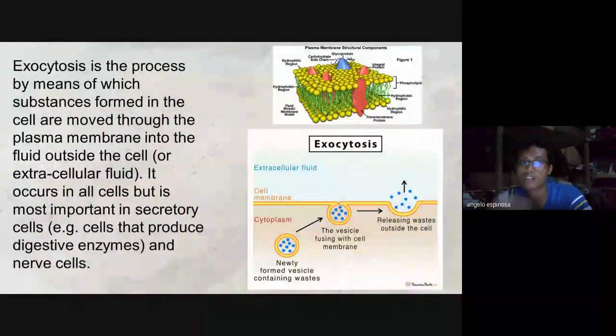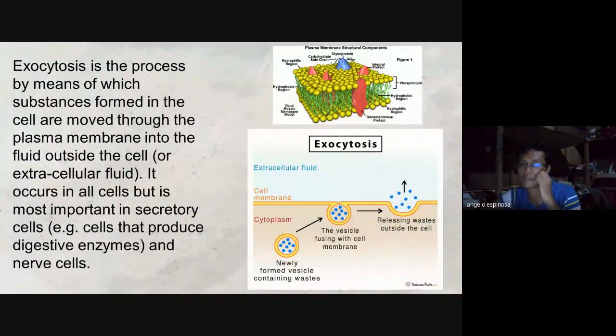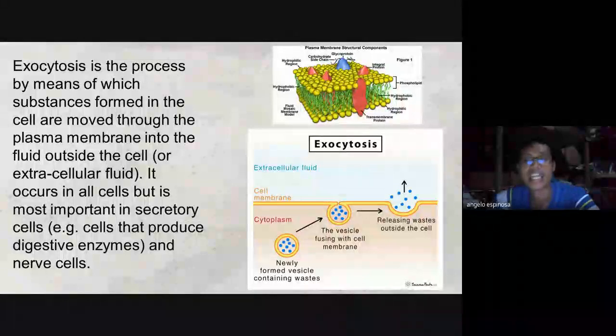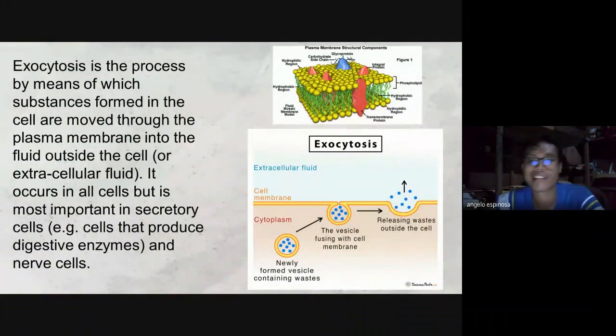And then lastly, we have exocytosis. It's also known as cell vomiting. Sinusuka tayo outside the cell. Sinusuka niya yung mga madudumi, yung waste. Kaya, tawag sa kanya is cell vomiting.